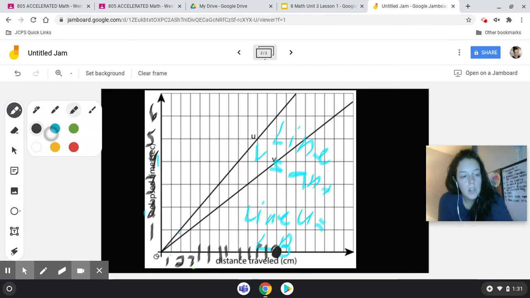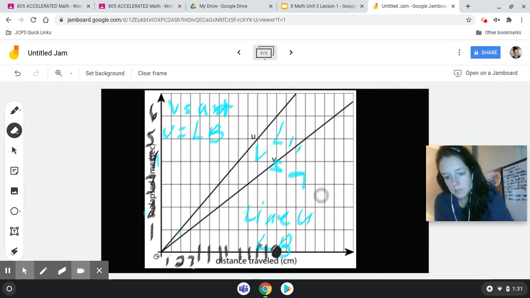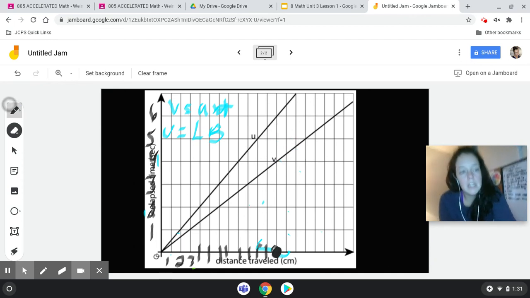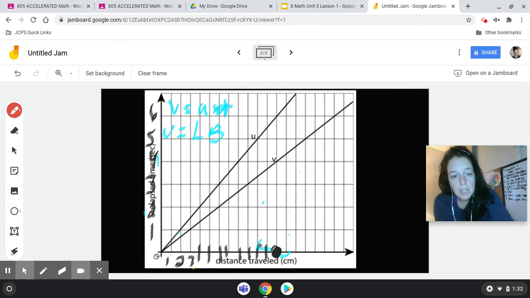So we're going to keep this up here. We're going to put V as the ant. Okay, no, that's horrible handwriting. I'm so sorry, guys. And U is the LB, which is ladybug. And I'm going to erase all of this just so we have some clear space so you guys can see what I'm doing. Okay, I'm going to do the ladybug in red because ladybugs are red. There we go. So the ladybug is line U.